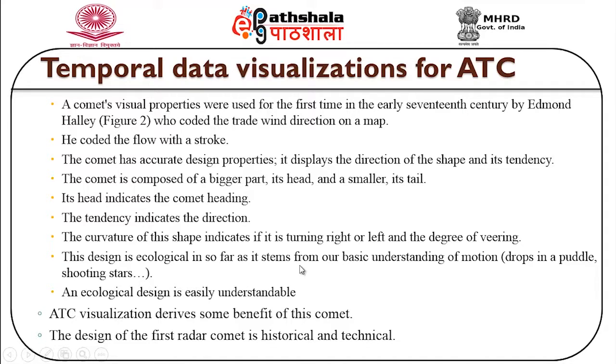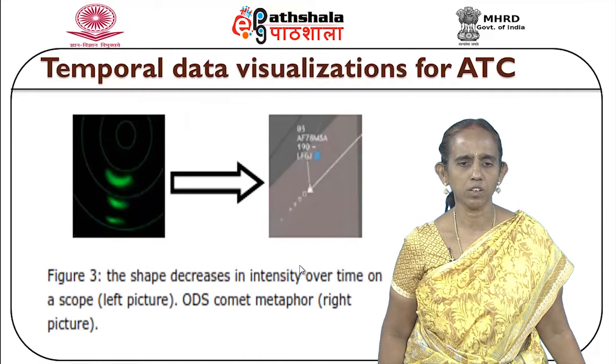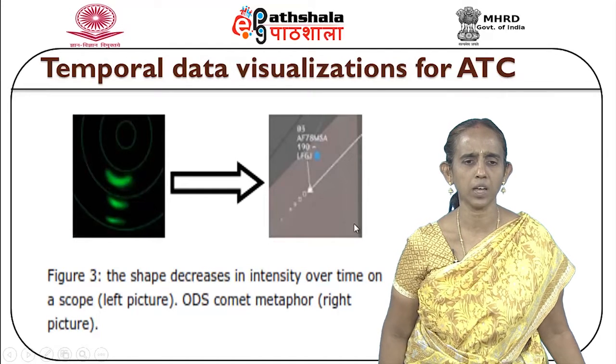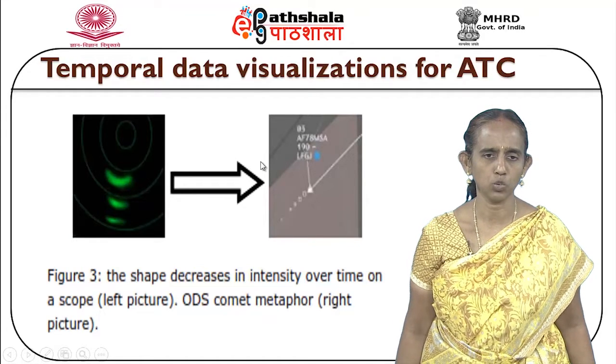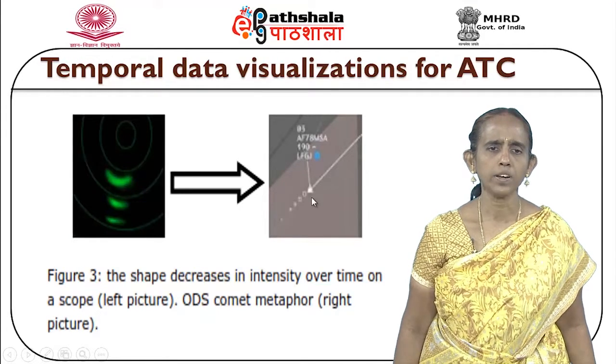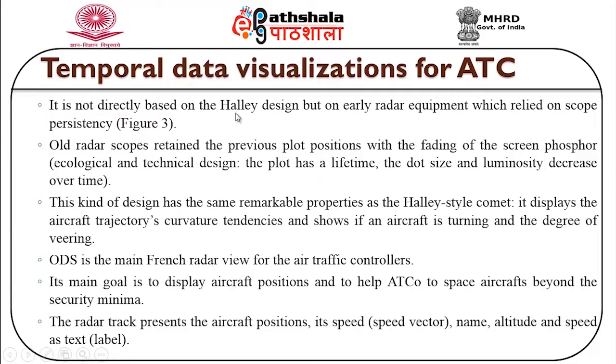So these kinds of air traffic control visualizations derive some benefit from this comet, and the design of the first radar comet is historical and technical in nature. So this is the figure that shows that the shape decreases in intensity over time on a scope. This is a comet metaphor which is being shown on the right hand side. So it is not directly based on Halley's design but on early radar equipment which relied on scope persistency.